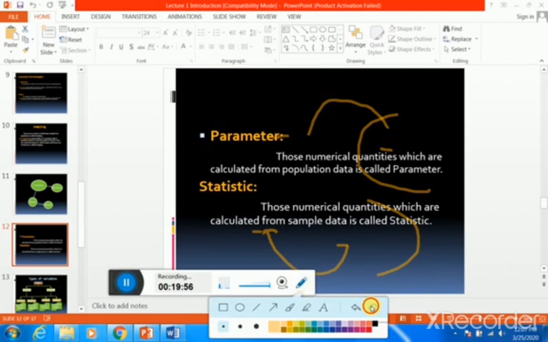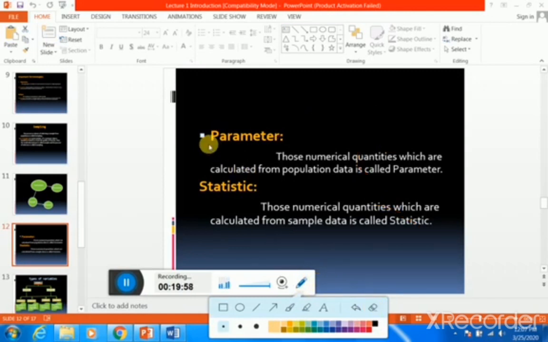What is a parameter? Look, parameter starts with P, so it has a connection with the population. According to this definition, those numerical quantities which are calculated from population data are called parameters. In simple words, any formula which we use for the overall population data is simply known as your parameter.